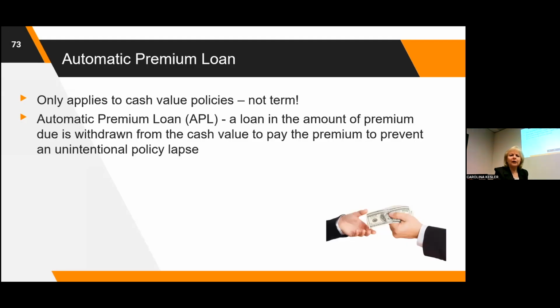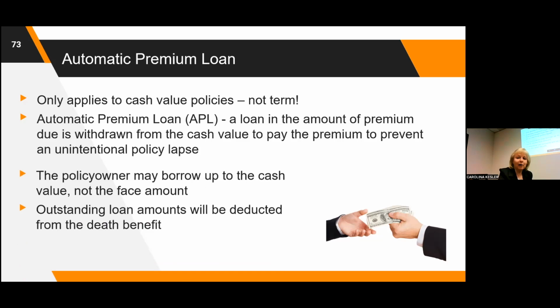Automatic premium loan only applies to cash value policies, not term, because there's no cash to borrow from, right? Automatic premium loan, or the APL, is a loan in the amount of premium due that is withdrawn from the cash value to pay the premium to prevent an unintentional policy lapse. So they're going to automatically take it out of your cash value to pay your premium. They would have to do that immediately after the grace period, right? And then it's a loan. You've got to pay it back with interest.